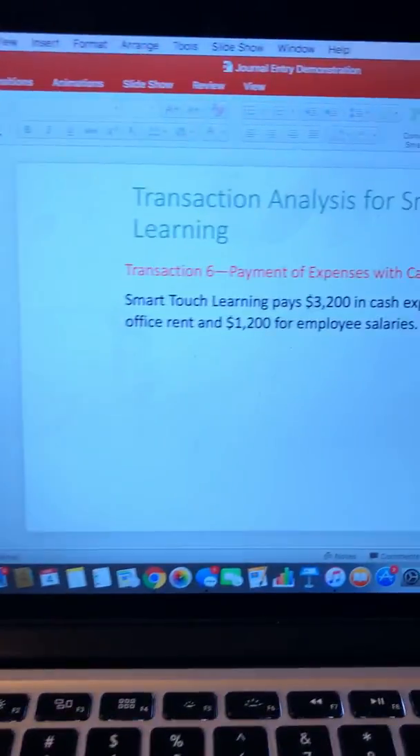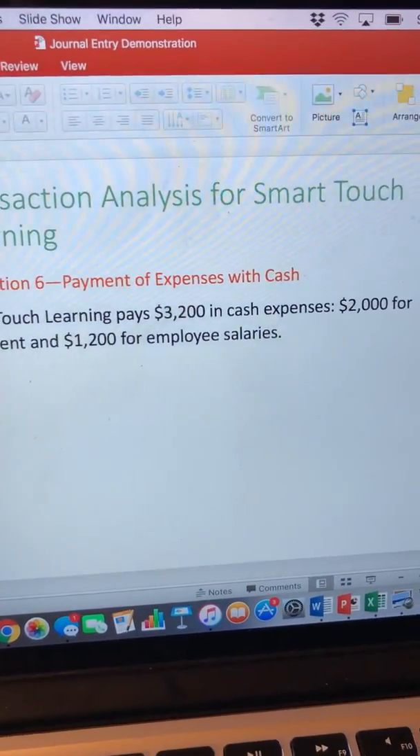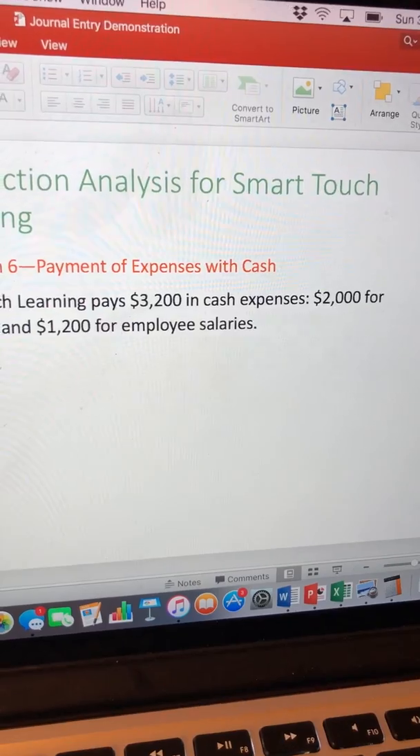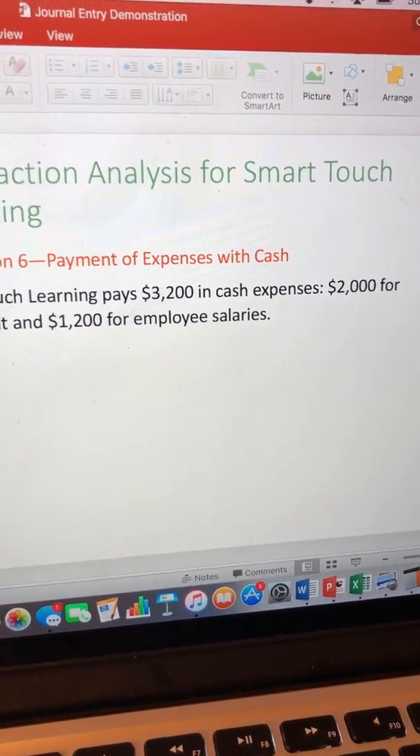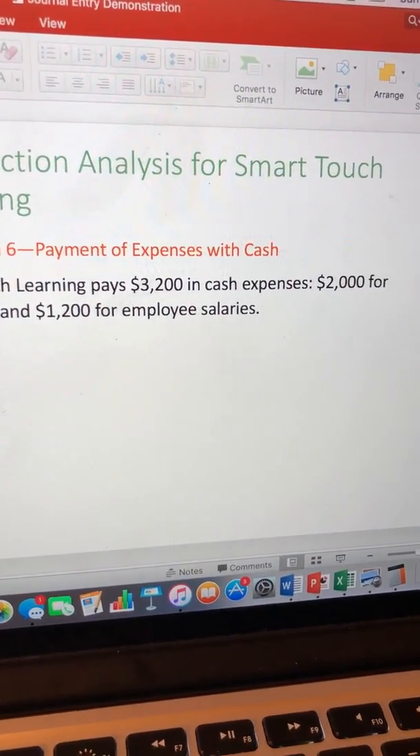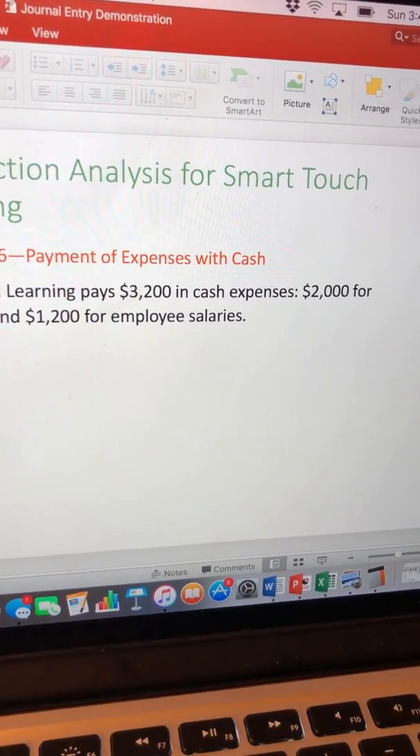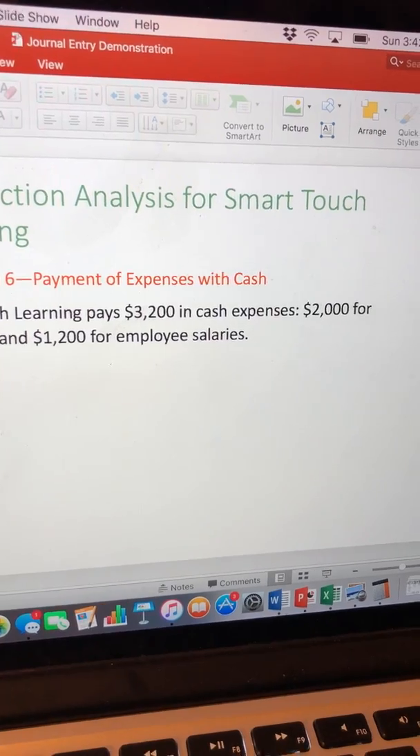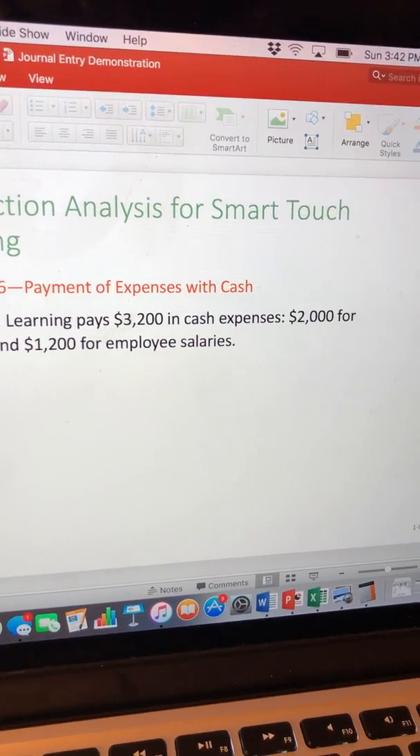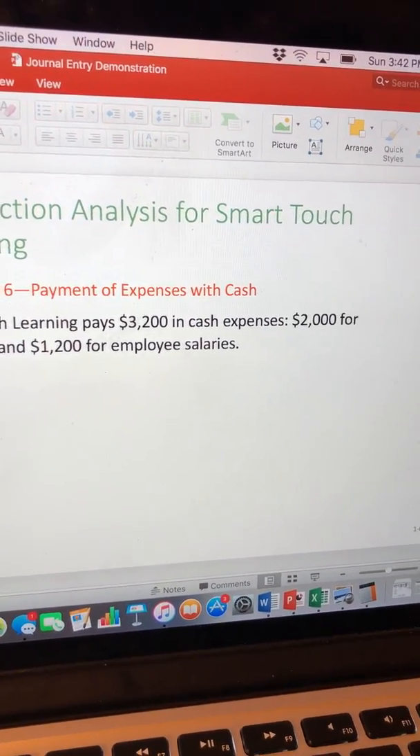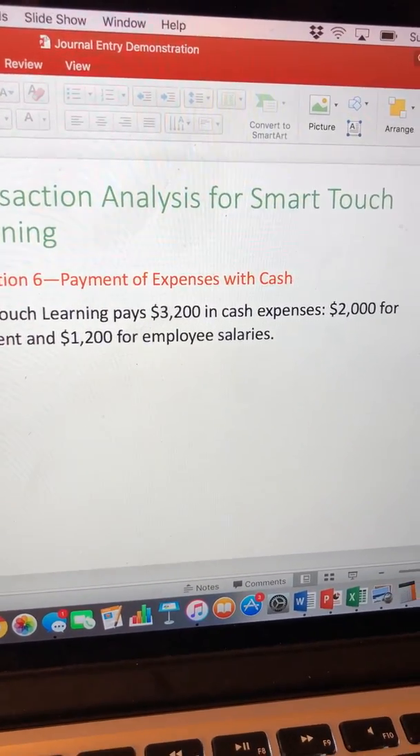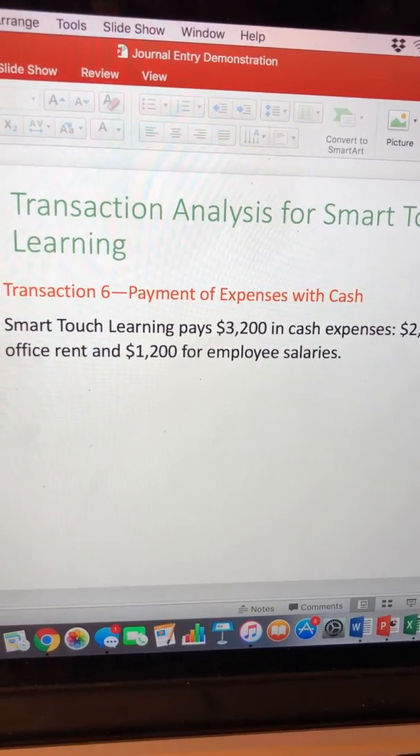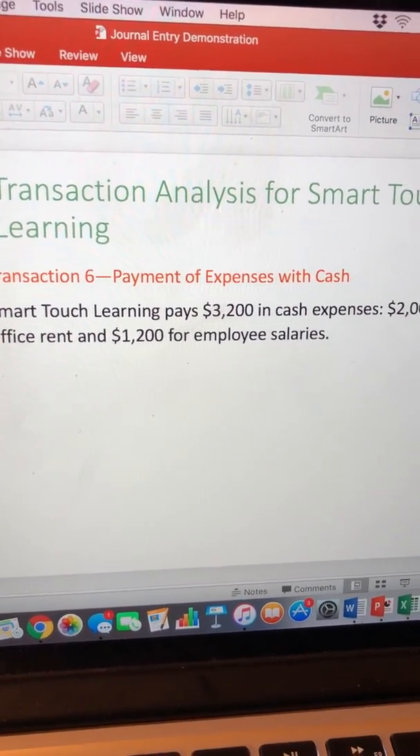Transaction 6 deals with the payment of expenses. So when you pay an expense, you're obviously losing cash, and that's a clue. If you know cash is affected in the transaction, is it going up or down? That clues you in, number one, what you should do with everything else. Since we're paying an expense, that means cash is going down. So we're losing cash. And how is it going down? 2,000 of it's going to rent, and 1,200 is going to salaries.